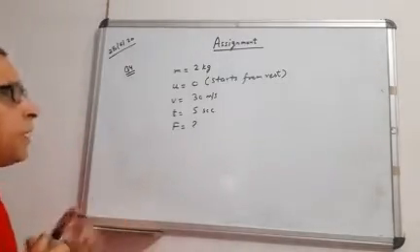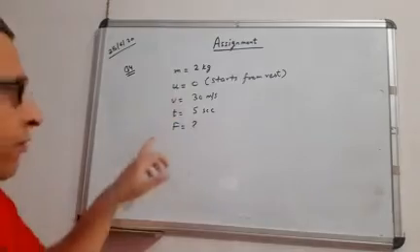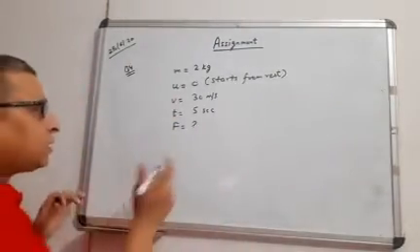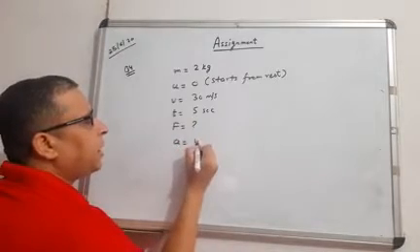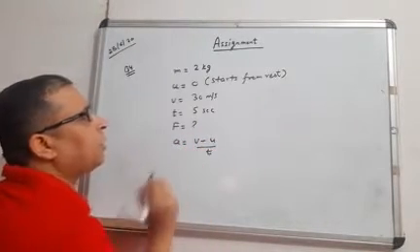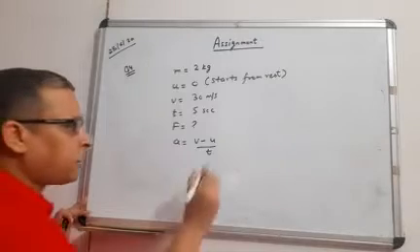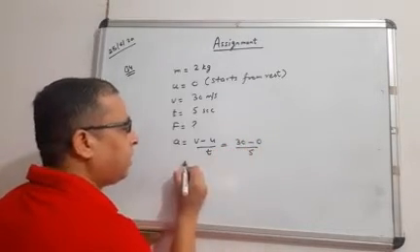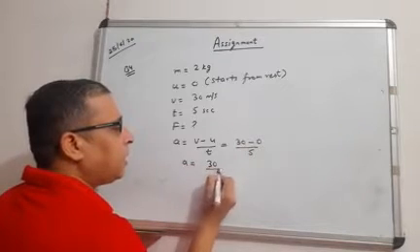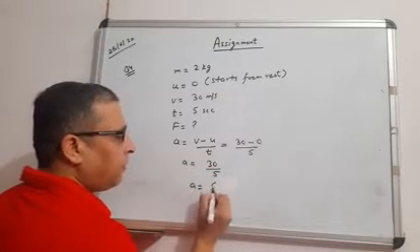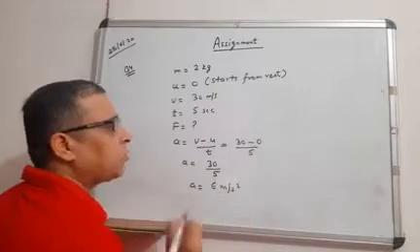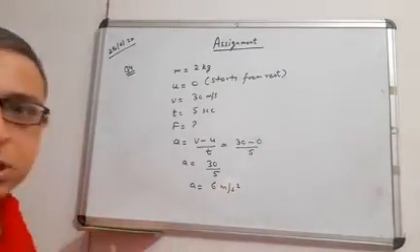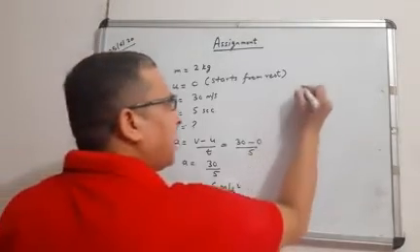Now if an object starts from 0, u is 0, then force will be positive. Clear? We'll have acceleration. I'll find acceleration first. A is v minus u upon t. I'm using the same formula for acceleration. Putting the value 30 minus 0 upon 5. A will be 30 over 5. A will be 6 meter per second square. This is your acceleration. Now I am finding force.